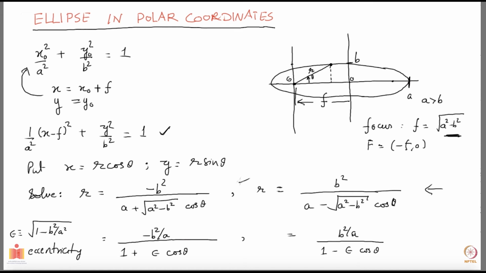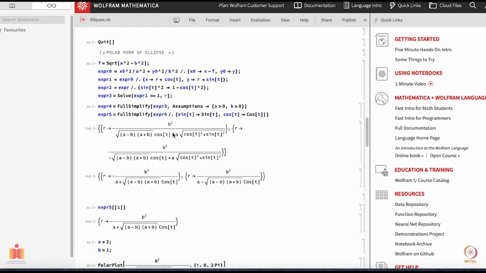these two, in Mathematica. Okay, and as I said before, you don't have to learn for exam, but it will be nice if you do so. So here I have written a program which is not necessarily written in the best way, but it works. So I have defined my f here as square root of a square minus b square. Okay, that is the distance of focus from the origin.